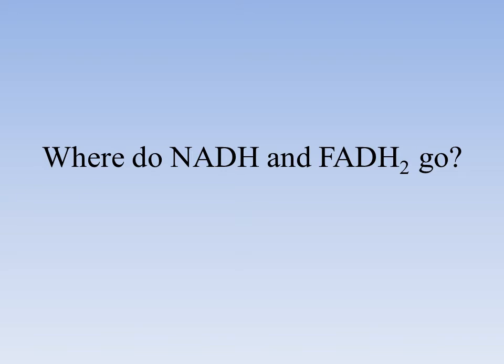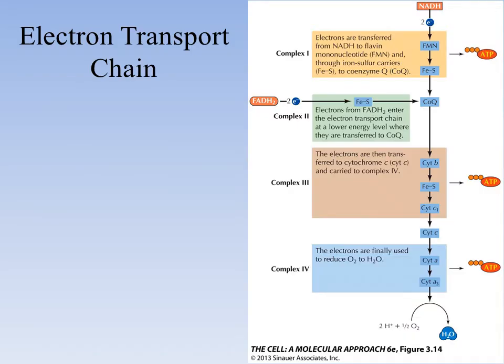So where a lot of the energy is actually going to come from in oxidative metabolism is the NADH and the FADH2. So where do those go after they're produced? Because we produce quite a bit of those. So where are those going to go? And that's where we get into the concept of the electron transport chain. So our NADH and our FADH2 here are known as electron carriers.